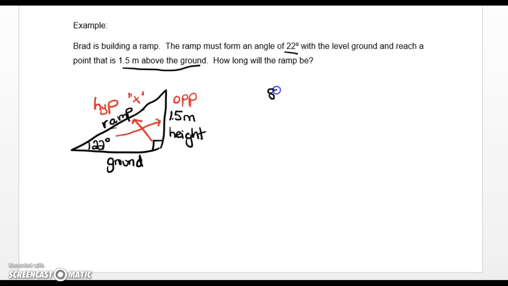Then I'm going to start by writing my ratio. So I have sine of theta is equal to opposite over hypotenuse. Then I'm going to fill in all the information that I know. So I have sine of angle A, which is 22 degrees, is equal to your opposite, which is 1.5 meters, over your hypotenuse, which we don't know, so we'll let that be x.